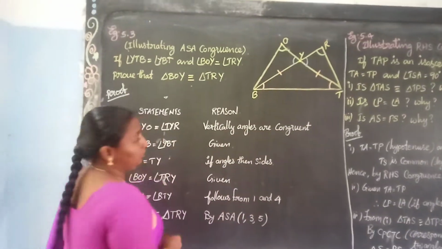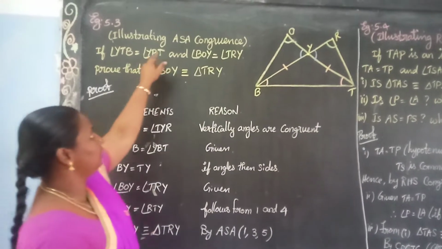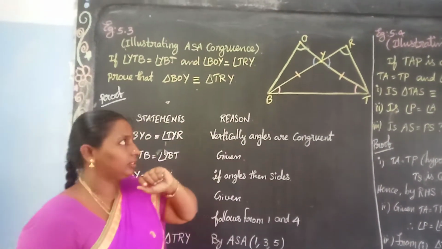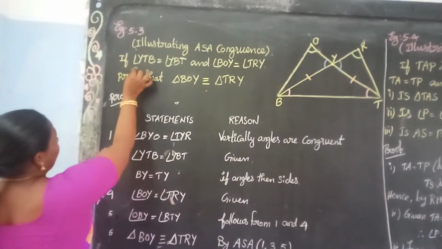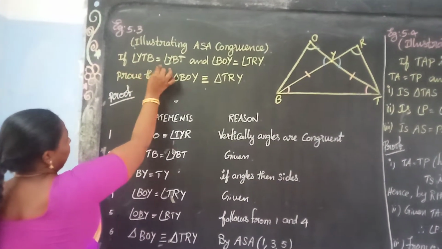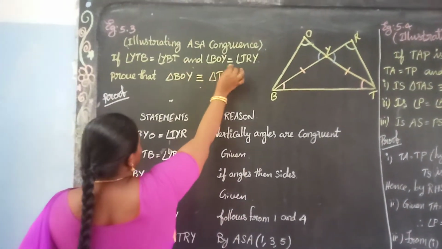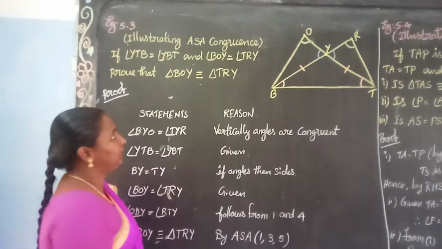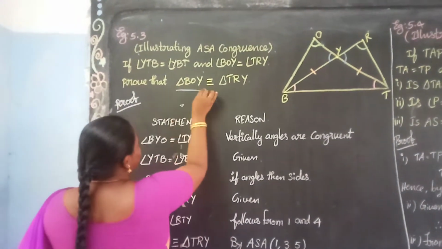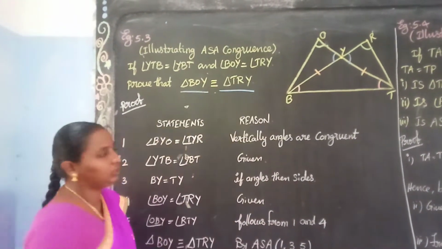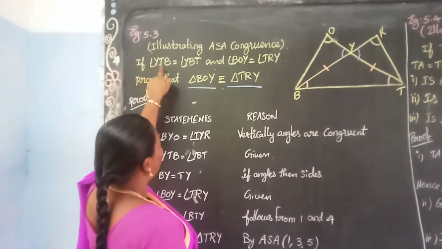In this video we are going to see Example 5.3, illustrating angle-side-angle congruence. Here they have given one figure. If angle YTB equals angle YBT and angle BOY equals angle TRY, we are going to prove that triangle BOY is congruent to triangle TRY. First, see the given condition.